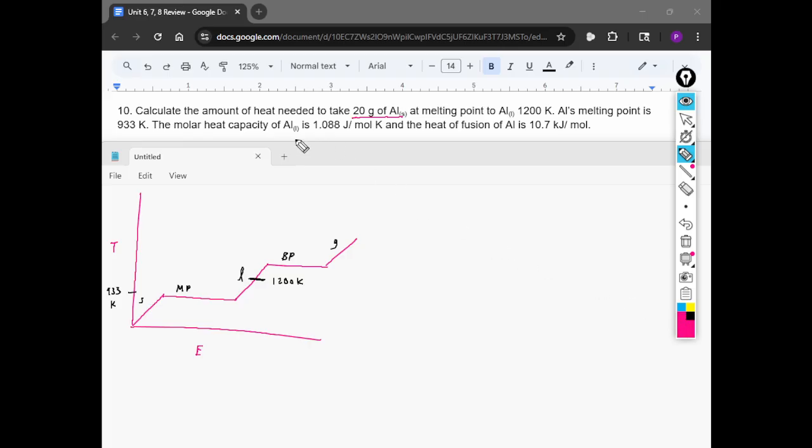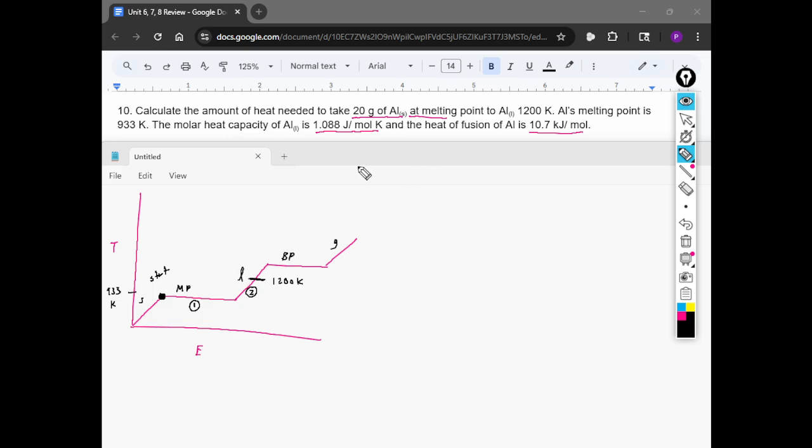And then it gives you some information. It tells you that the molar heat capacity of liquid aluminum is 1.088 joules per mole Kelvin, and the heat of fusion is right over here. Okay, one last thing I forgot to mention, we're starting at the melting point for the solid. Sorry about that, guys. So this is our start right here. So what we're doing is we're going to first figure out how much energy it takes to fully melt the aluminum, and then the second step is to figure out how we can take it from the melting point to 1200 Kelvin. Okay, so that's the two steps.